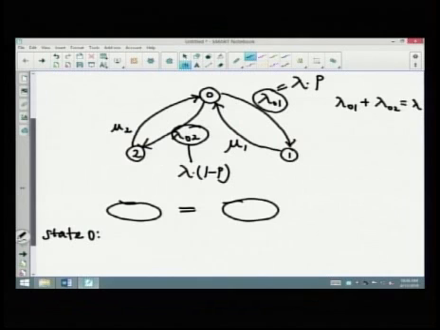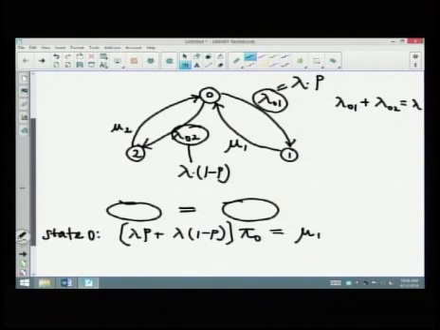That's going to be the transition rate from state 0, which would be lambda p plus lambda (1 minus p), times pi 0, because those two rates start from state 0, right? That is equal to the transition rate into state 0. That's going to be mu1 pi 1 plus mu2 pi 2. Is that correct?